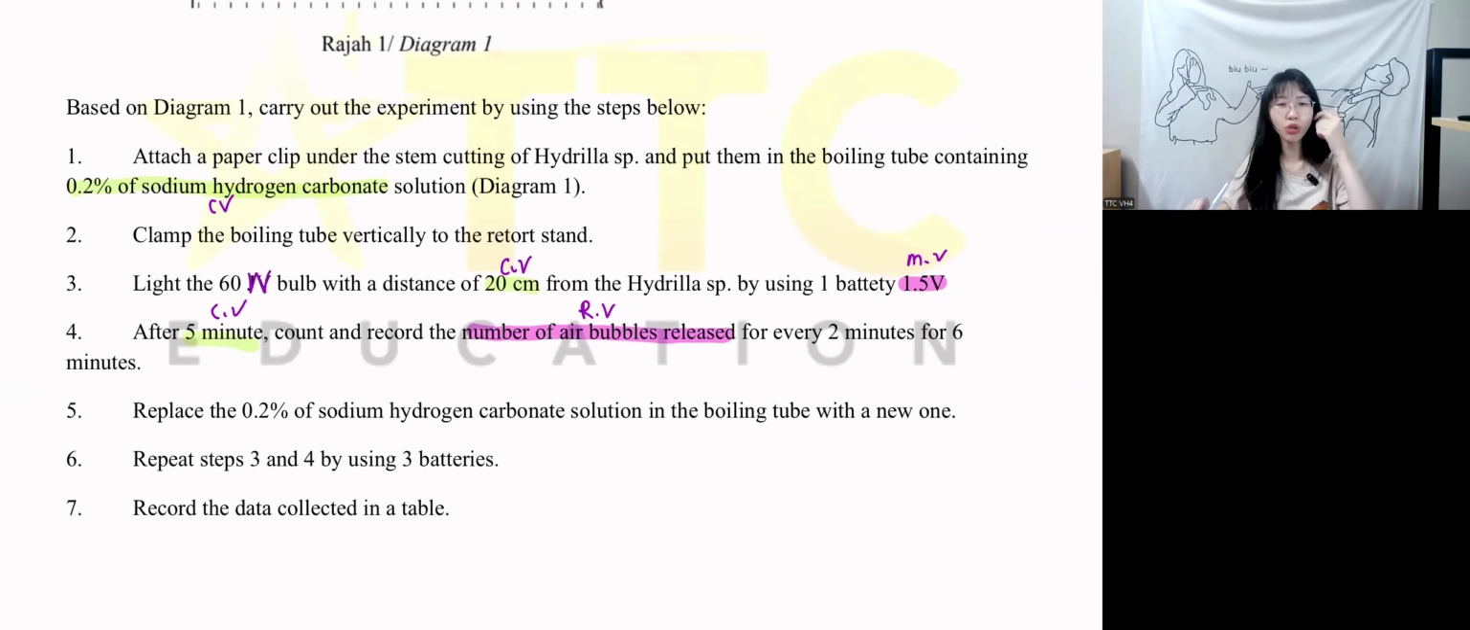Replace the 0.2 sodium hydrogen carbonate solution in the boiling tube with a new one. So you're going to pour it out and replace the species again, because this is how you ensure your experiment is done accurately. If you reuse it, maybe your result is not accurate. So make sure that you replace it. And then you repeat steps 3 and 4 by using 3 batteries. Then you have a different manipulated variable because it's a different voltage.